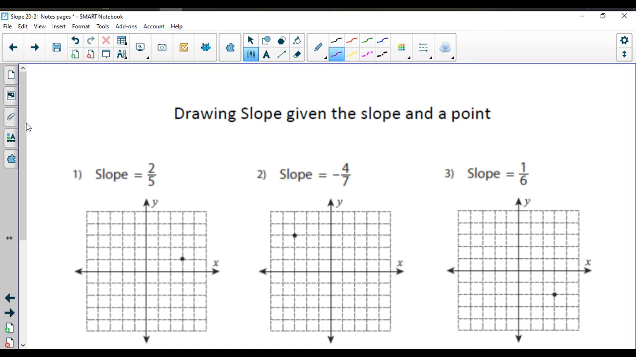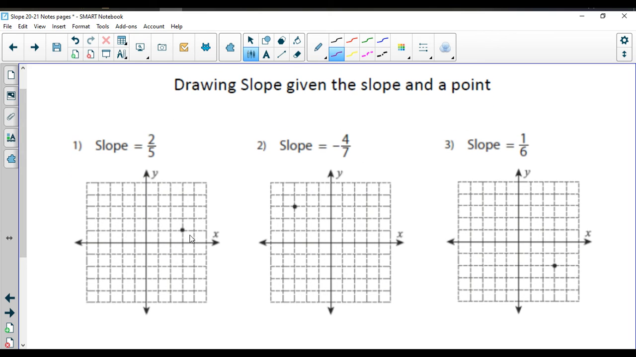The final type of problem that we have for today is, given a point, to actually draw the slope. So we need to remember that this is rise over run. And if you had a slope that was a whole number, for example, 2, you'll need to remember just to put that over 1 so that you still have a rise and a run number. So from here, I am going to rise 2 and then run 5 to the right, but that's going to take me off my graph.